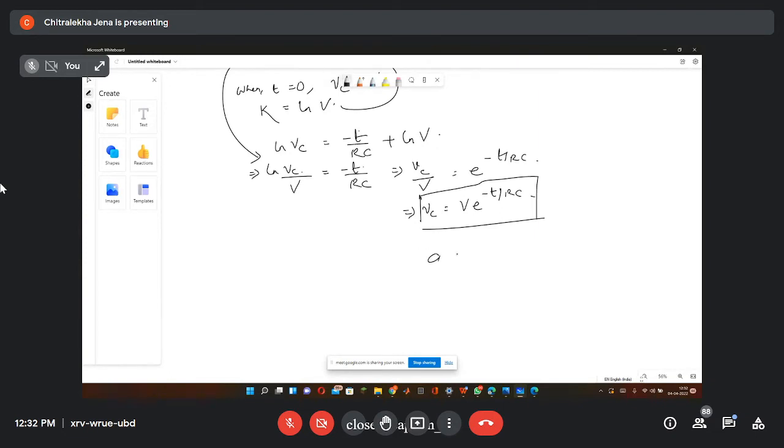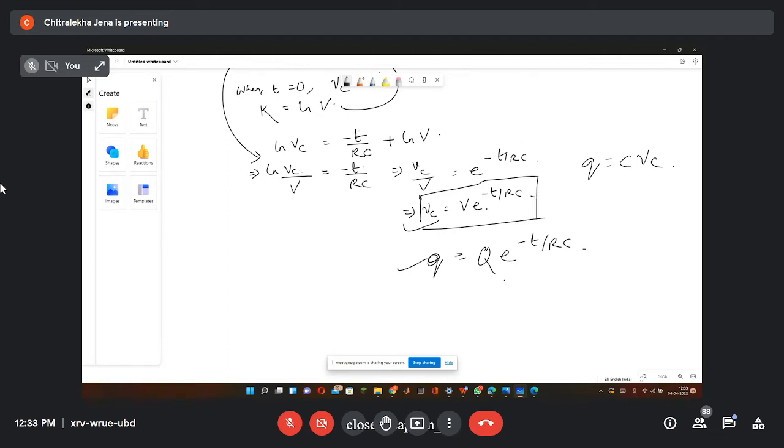Charge Q will be equal to how much? Q will be equal to capital Q e to the power minus t by RC. Same, the voltage and the charge will discharge, or will fall, like this. Yes or no? Because Q is equal to C into Vc. Understood or not? Yes, ma'am. Okay, so now coming to the current.